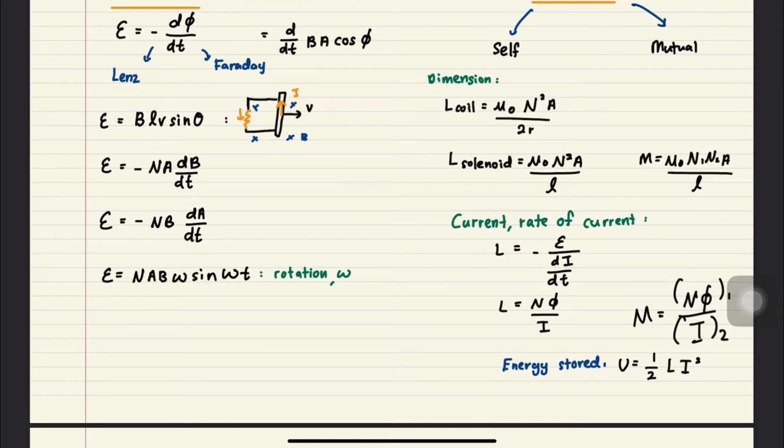So cara nak kira mutual atau self inductance ni dia ada dua cara. Number one, if they give you the dimension of the solenoid ataupun coil, maksud dia kasih radius dia berapa, area dia berapa, panjang solenoid berapa, then you can use this formula kalau dikasih dimension. Okay, kalau mutual inductance, kamu pakai yang ni pula. Tapi kalau dia tak kasih dimension, so you have to find L ataupun M tu daripada equation yang ni.